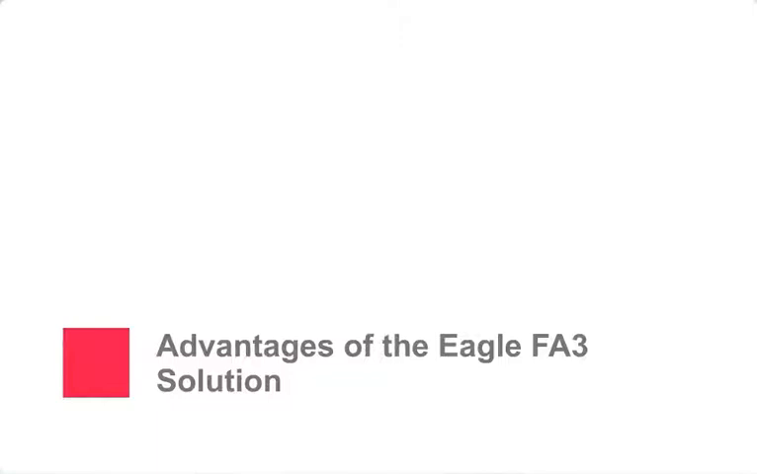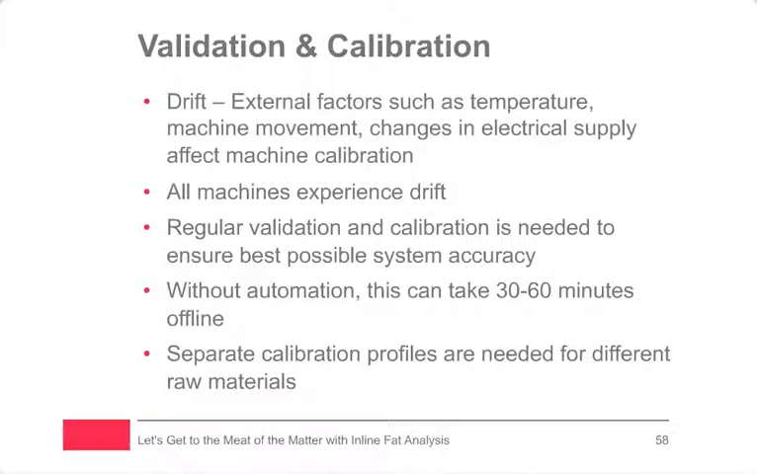So let's look now at a couple of the advantages of the Eagle FA3 solution. It's important to recognise that any measurement system can experience drift. Drift is the phenomenon whereby the results generated are different to what was anticipated, and these could come from external factors such as temperature, machine movement, changes in electrical supply perhaps after the initial calibration.